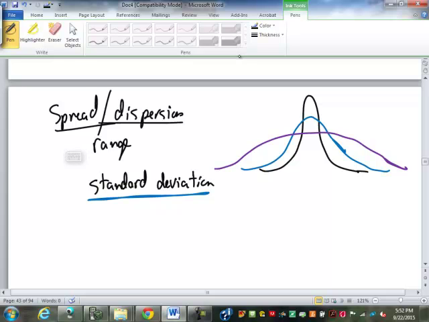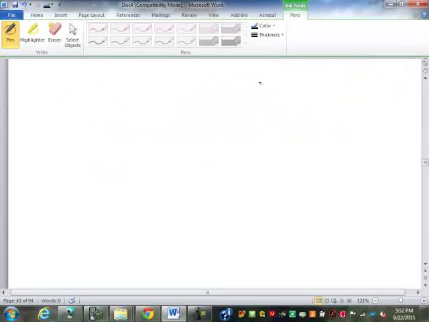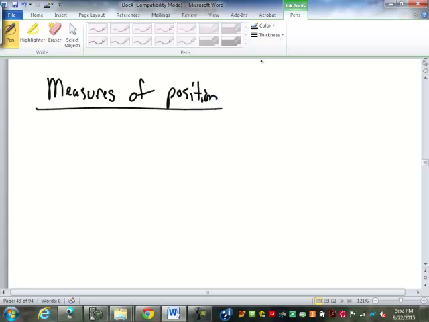Well, another way of setting up or breaking down a set of data is to talk about measures of position. I'm going to start out by talking about the one that you probably hear used the most, and that is percentiles.